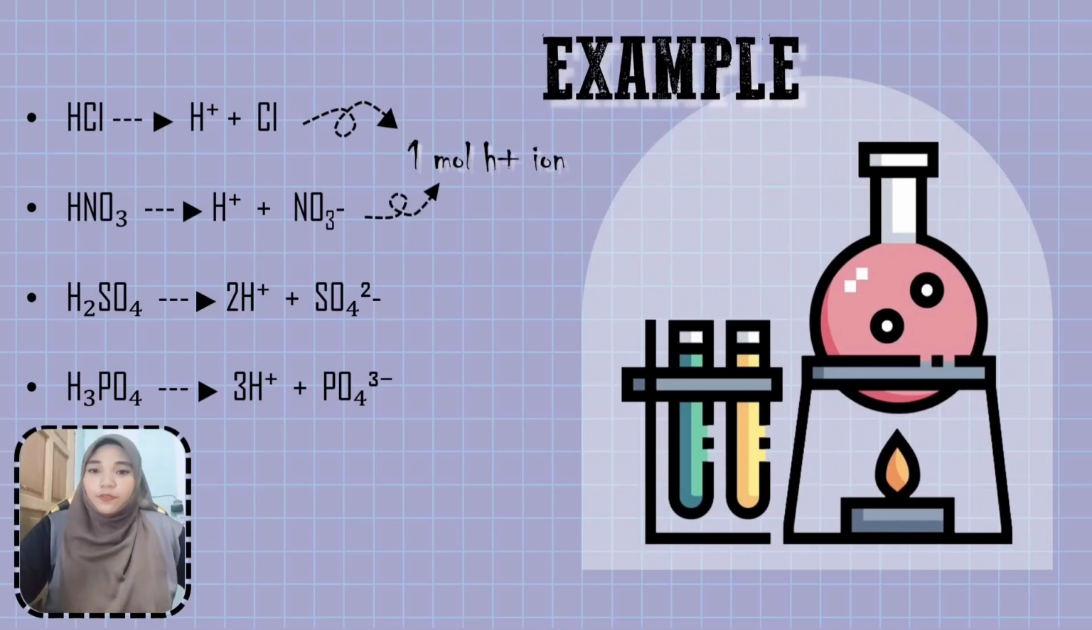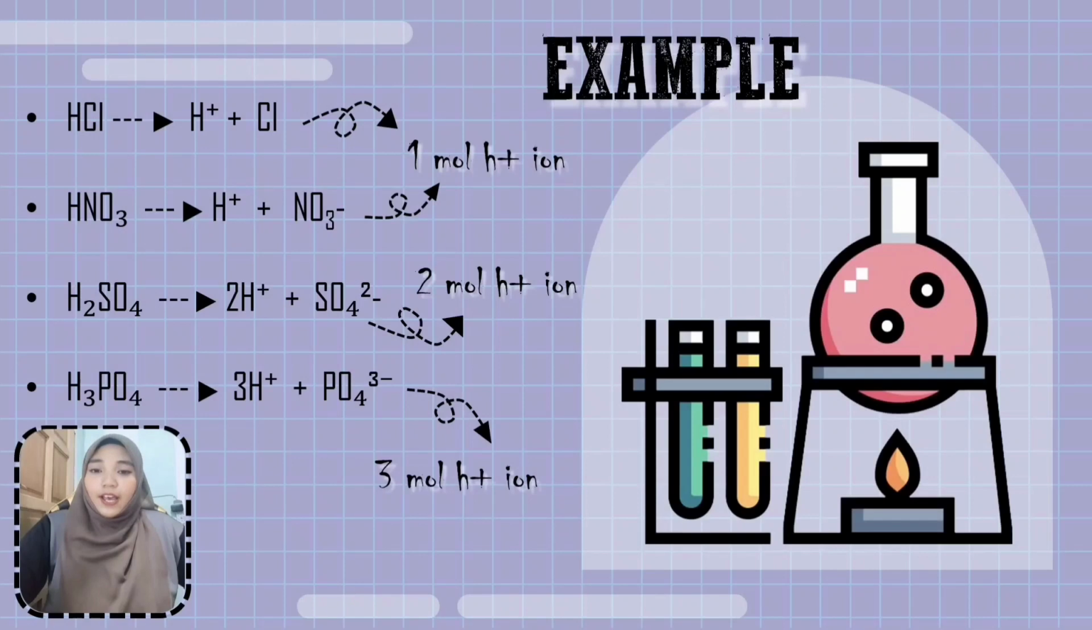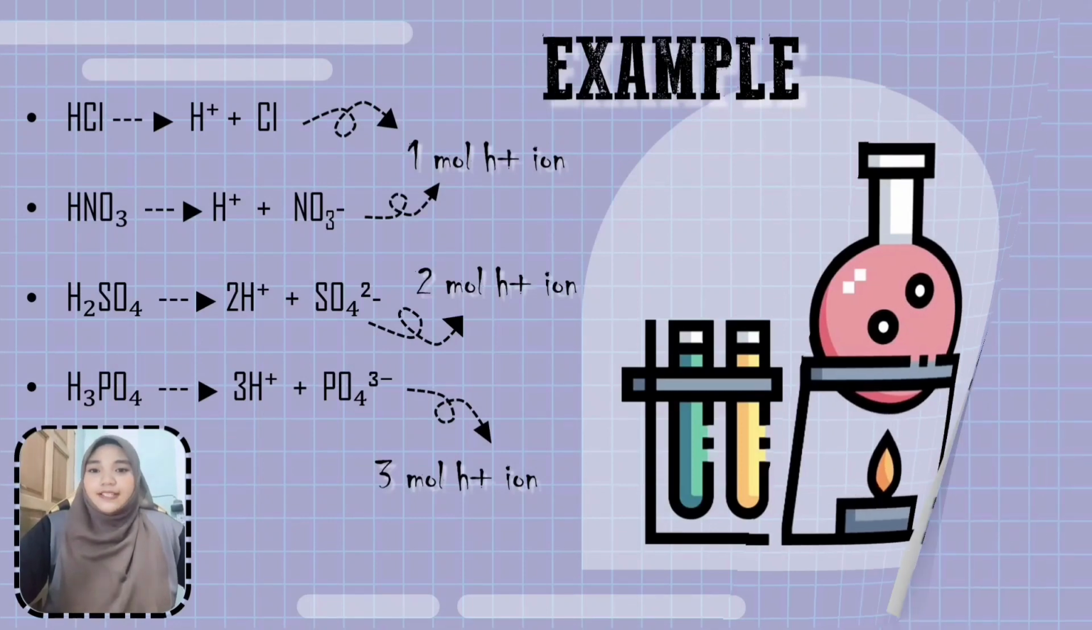Okay, we will move to another one, which is sulfuric acid. Sulfuric acid produces 2 moles of hydrogen ion and sulfate. That means this one is dibasic acid. Okay, the last one is phosphoric acid. Phosphoric acid produces 3 moles of hydrogen ion and phosphate. That means this one is tribasic acid.